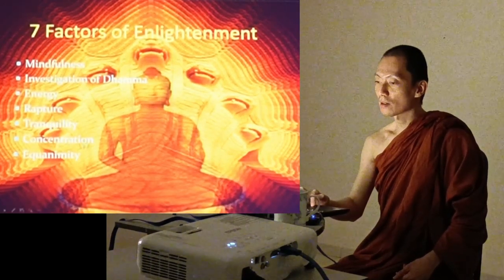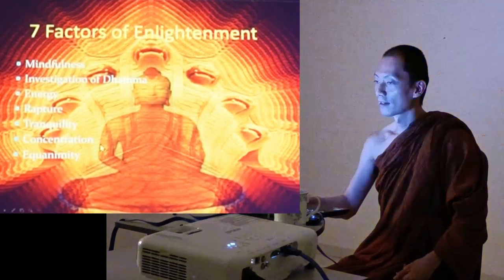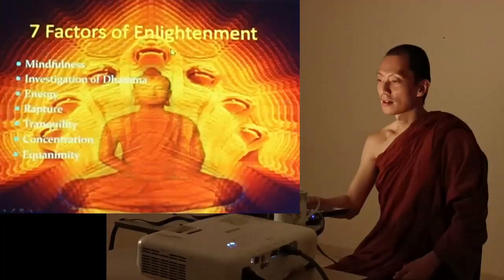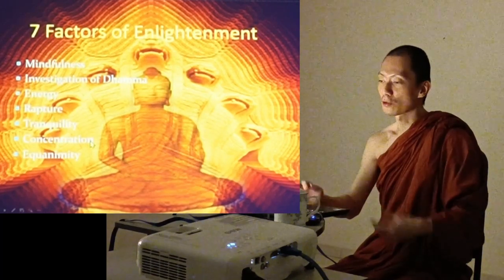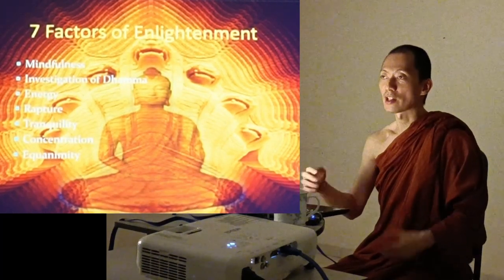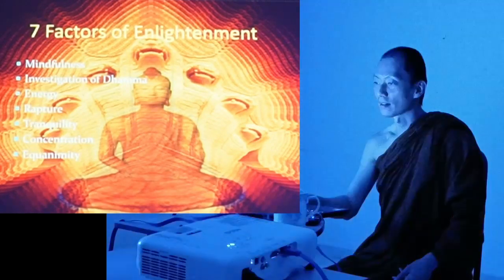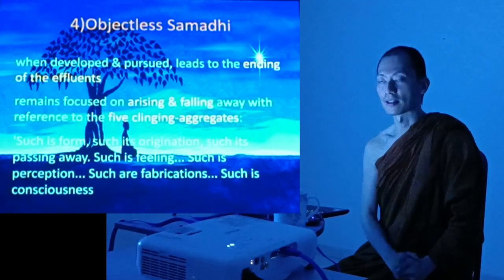So this initial concentration here refers to this one, vipassana samadhi. Yeah? Because a person reaching here is still not yet enlightened, because you need to further pursue these 7 factors to reach the culmination. Only at the total culmination do you get a new kind of samadhi, objectless samadhi.